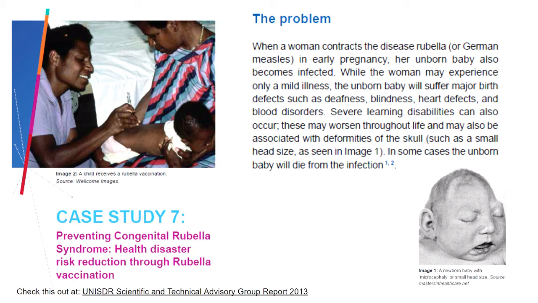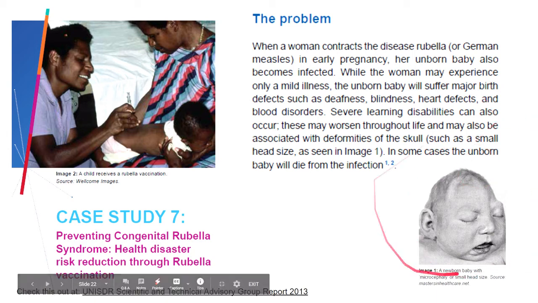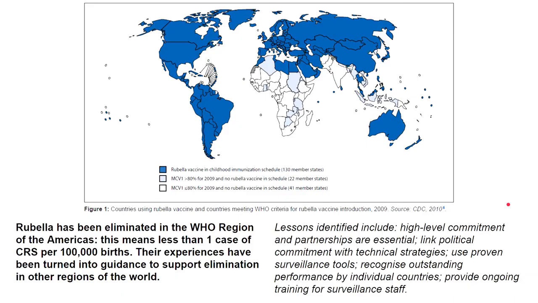That happened in 1941. In 1969, a vaccination to prevent rubella first became available. And in 1969, the world now had a way of preventing harm and preventing babies being born with these deformities. This map shows countries using rubella vaccine, and countries meeting World Health Organization criteria for rubella vaccine introduction as of 2009. As you can see, the majority of the countries in the world already have rubella vaccine for their babies.